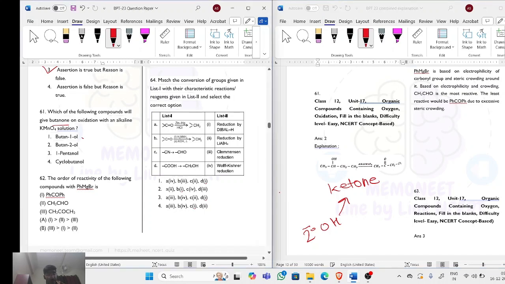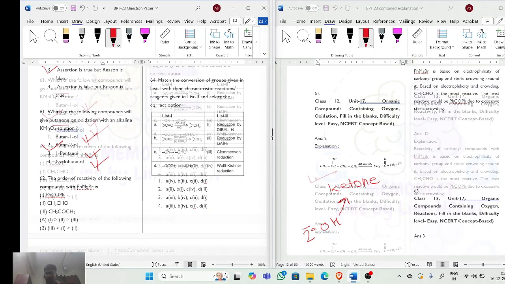In option number 1, it is a primary alcohol. In option number 3, it is also a primary alcohol. And in option number 4, it is a cyclic compound. So this cannot be our option, 1 cannot be our option, 3 cannot be our option. But in option number 2, we have a 2-degree alcohol, so it can definitely give ketone. So option number 2 will be our correct answer.